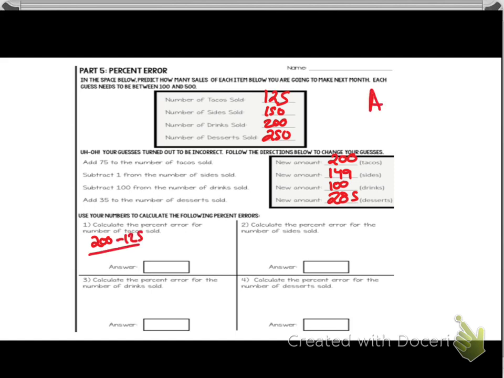So it's the actual minus the guess. This will be the same for everyone. Guess. That's the formula you're going to use. All right. So for the first one, if I was to do it, we would divide. You get 0.6. We want that as a percent, so it's 60%. For number 2, we do 150. So parentheses 150 minus 149, close it out. You divide by the 149. That ends up being 1%.